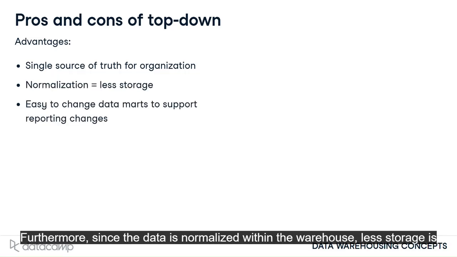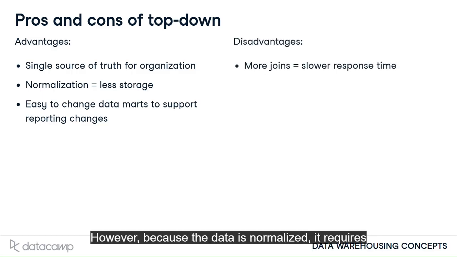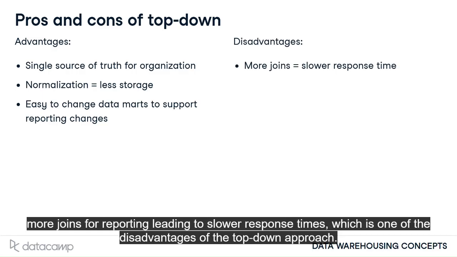Furthermore, since the data is normalized within the warehouse, less storage is needed, and creating new data marts for reporting or analysis is relatively straightforward. However, because the data is normalized, it requires more joins for reporting, leading to slower response times, which is one of the disadvantages of the top-down approach.